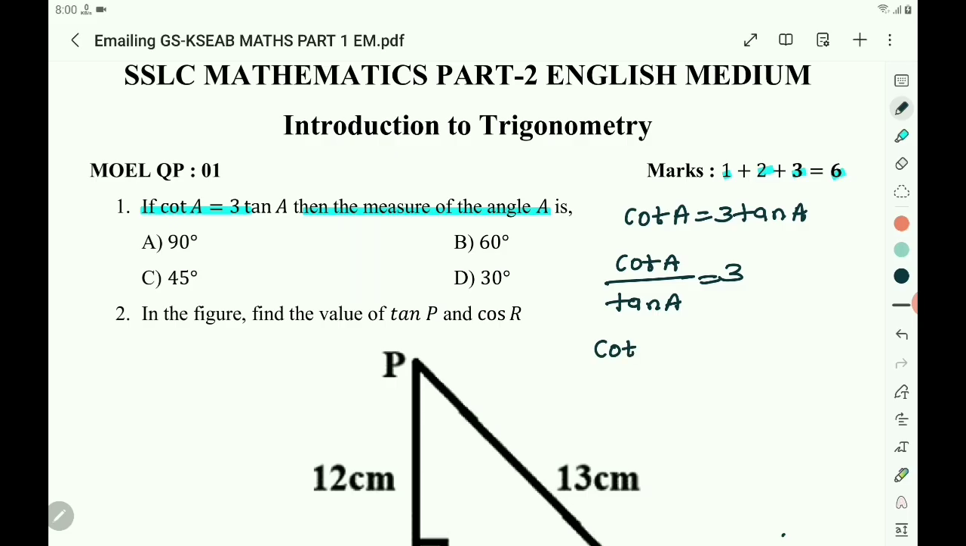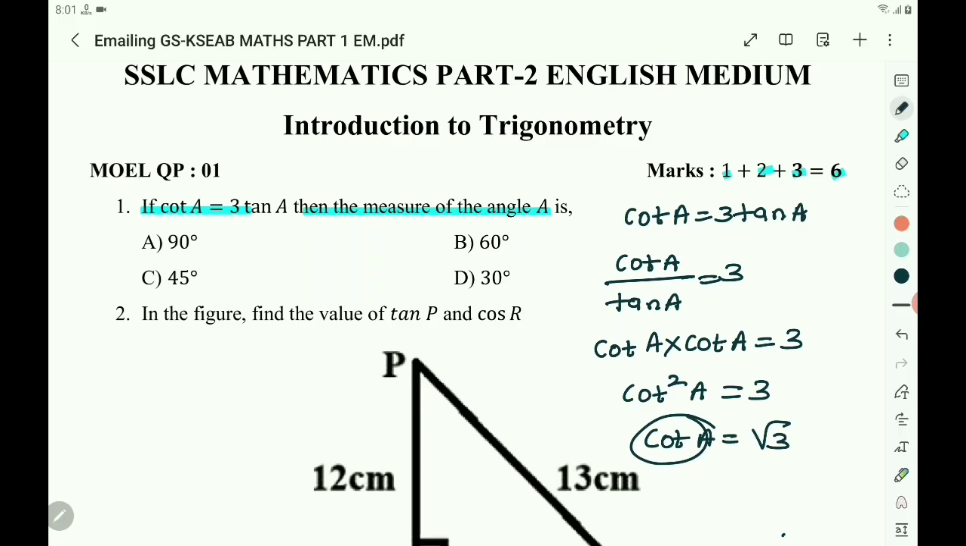you can convert each into tan or each into cot. So if you want to convert tan into cot, you will get this cot A into the reciprocal of tan A, which is cot A. Then it becomes cot A into cot A, which is equal to 3. Now cot A into cot A is cot square A. Cot square A equals 3. Then cot A is equal to root 3.